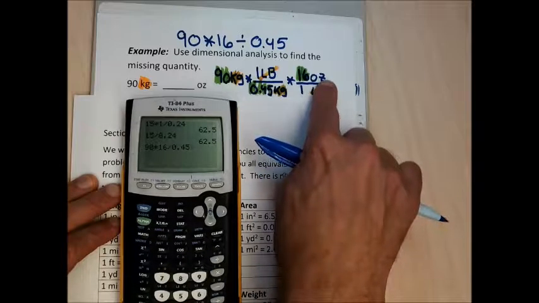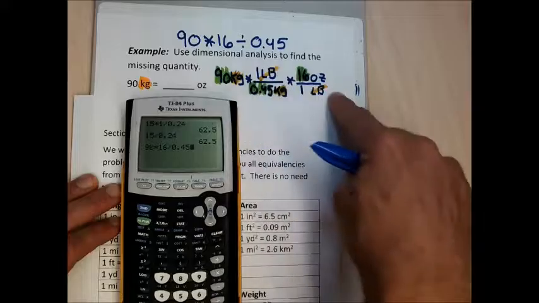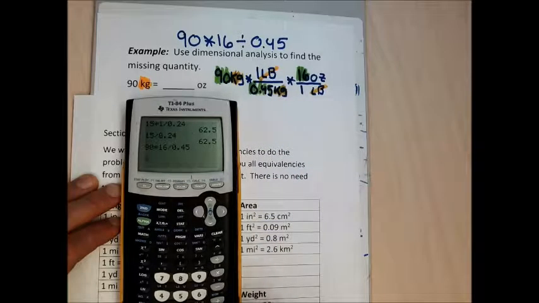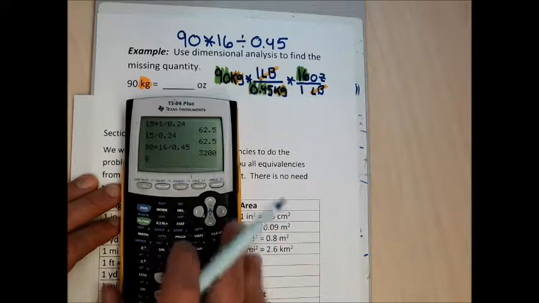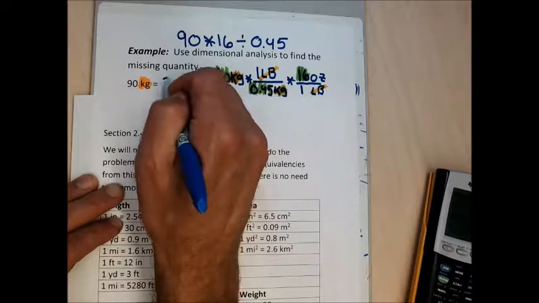I already know the units are going to be ounces because the kilograms and the pounds got canceled. What didn't get canceled is the ounces I wanted to end up with, and my answer to this is going to be 3,200 ounces.